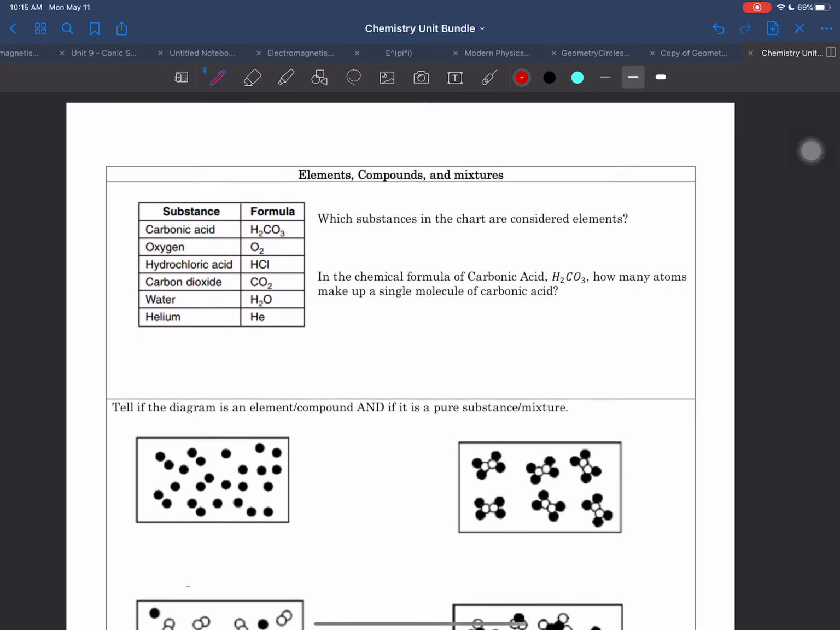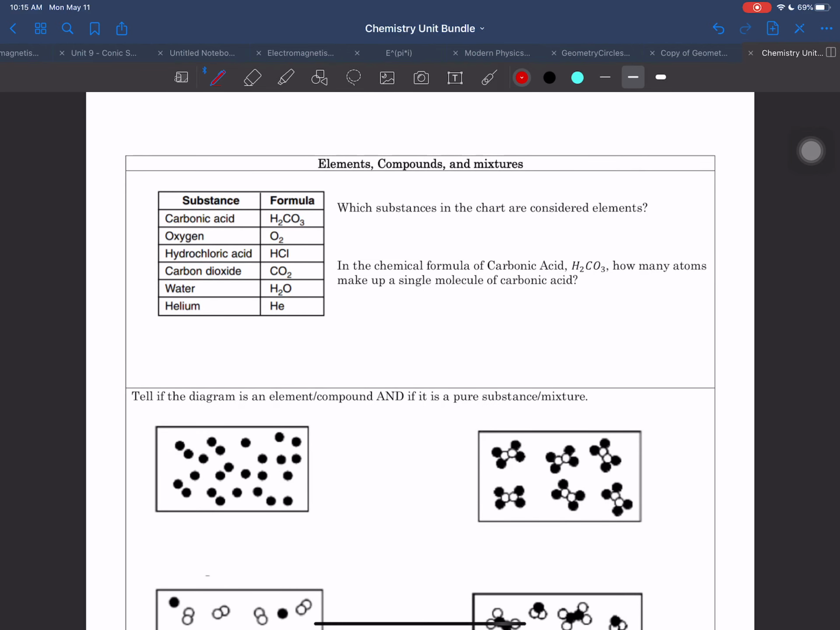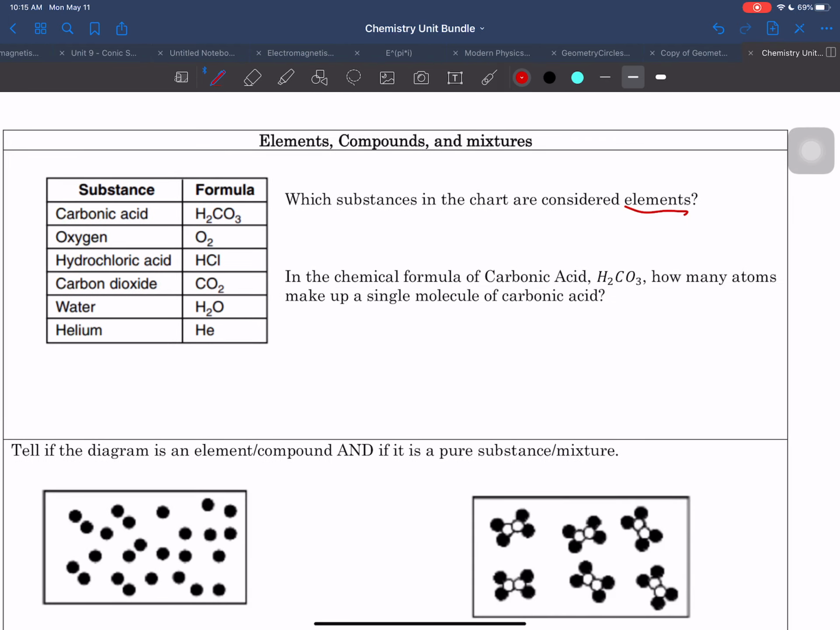Let's flip over. Which substances in the chart are considered elements? So elements are, if you can find it on the periodic table directly, it is an element. If it has more than one capital letter, like this one, that's going to make it a compound. So that one's a compound. So which ones are elements? So oxygen, for sure. And then HCl, nope, too many capital letters. CO2, you're not going to find that on the periodic table. Water, not an element. Helium is. Helium is element number 2. So definitely those.